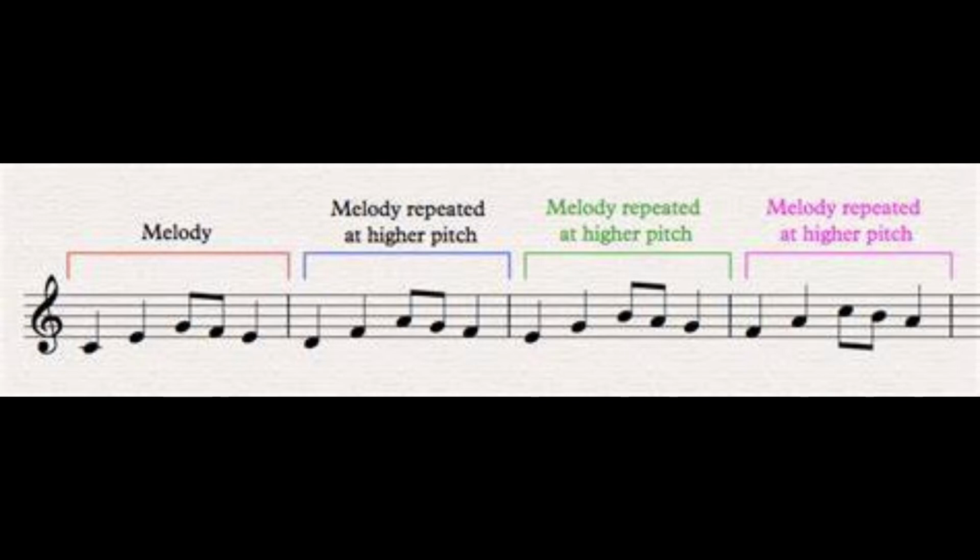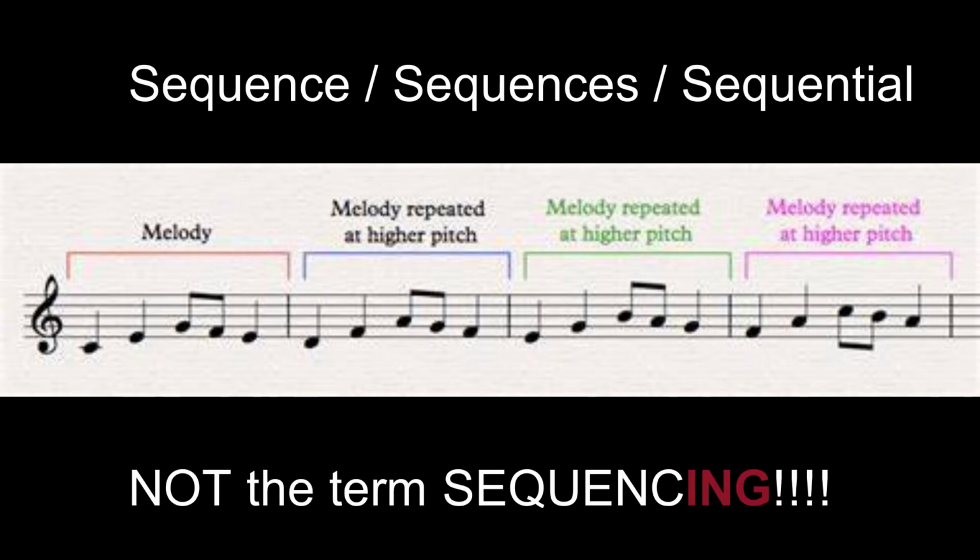Sequences were used a lot. And in your CGP book, you'll notice it says sequencing. Now that is incorrect. Sequencing is actually the act of playing music or importing music into a computer program and then editing it with software. So sequencing is another word for editing, basically. So do not write sequencing with an ing on your exam. It's using a sequence or applying a sequence or writing a sequence or sequences.